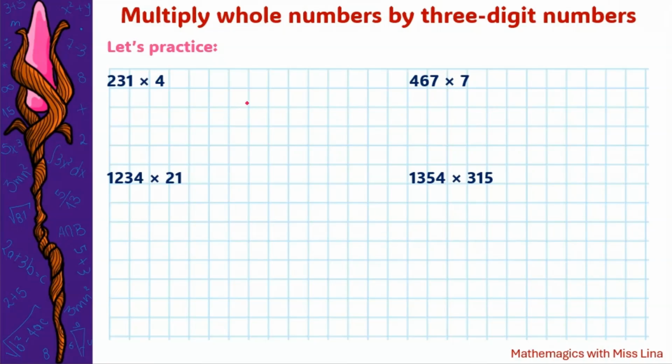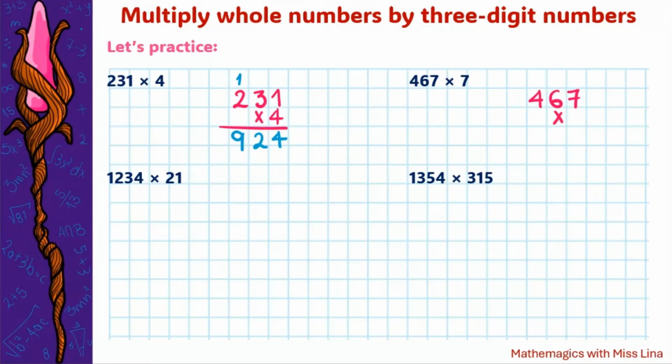Okay, let's check the first one. 231 times 4. 4 times 1 is 4. 4 times 3 is 12. We carry the 1. 4 times 2 is 8, plus 1 is 9. 924.